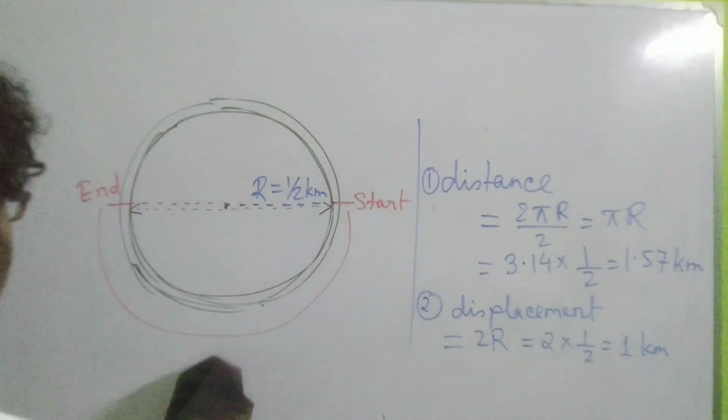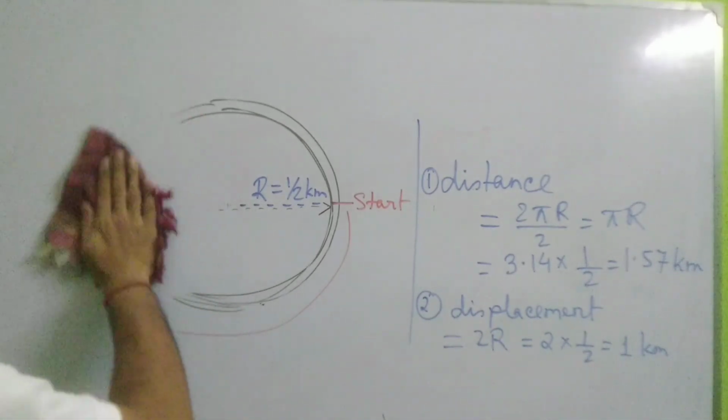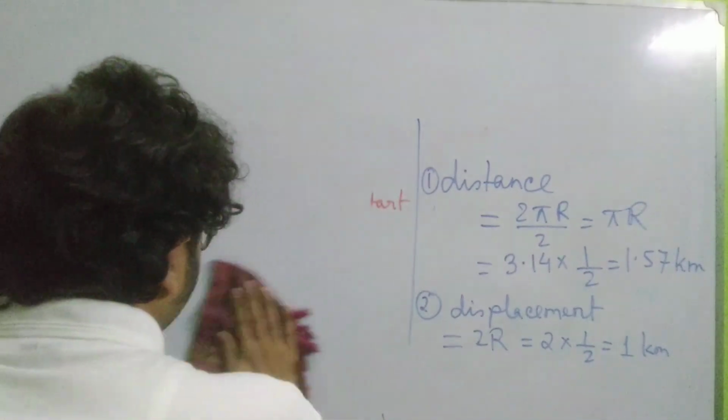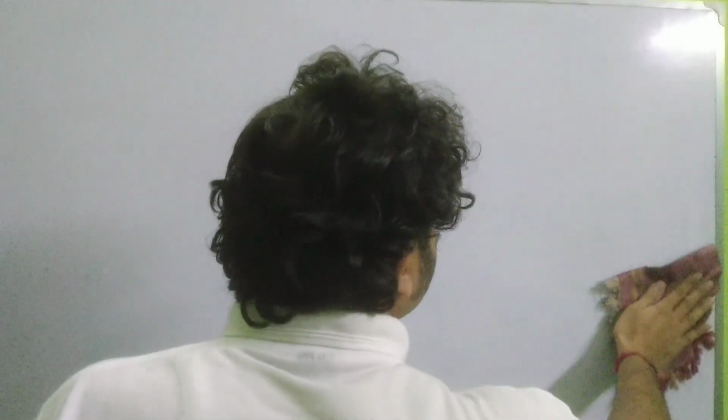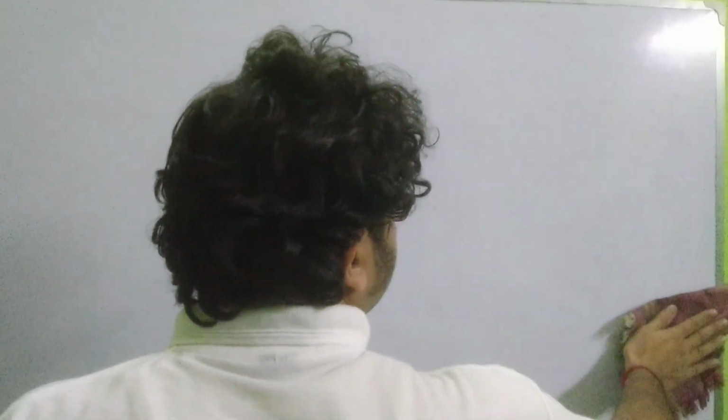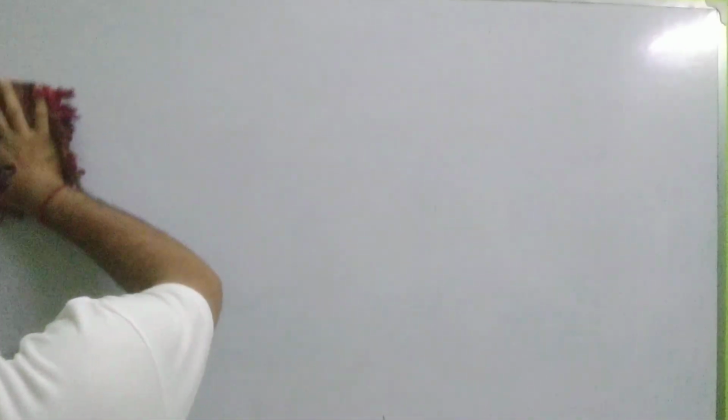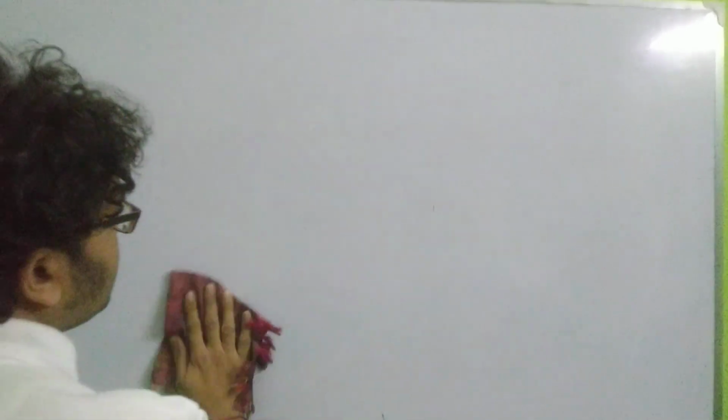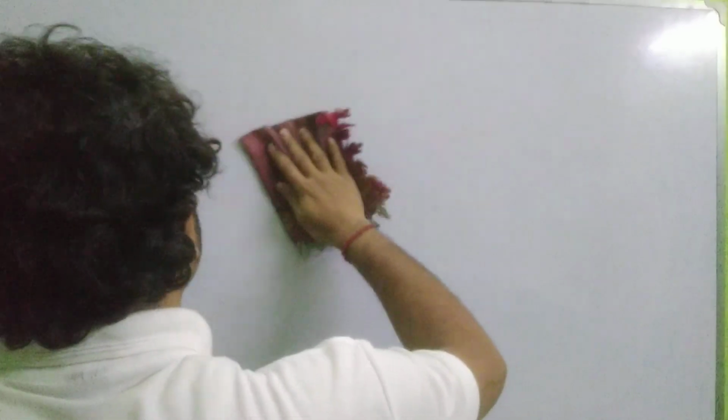Now we will be moving on to the next topic. We will be discussing speed and velocity. Many of you must be thinking that speed and velocity are two similar things, because in a math book or many other books speed and velocity are written synonymously. But in physics, speed and velocity are two different things. They are not the same, they are two different concepts.